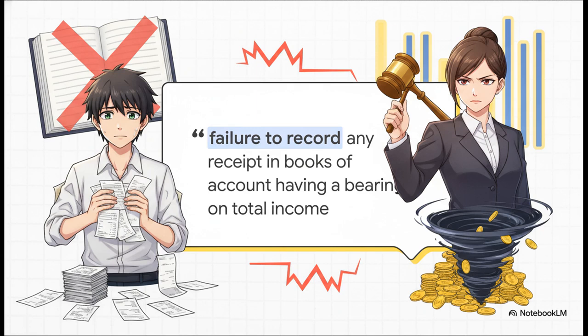And the consequences of sloppy record-keeping are genuinely severe. Under Section 271, penalties are triggered specifically if you fail to record any receipt or investment in your books of account that might impact your total income. Here's the truly scary part about this. If you hide a receipt from your books, the law just assumes a deliberate intent to evade. They aren't going to look at it as a harmless typo. They assume you're guilty of evasion, and let me tell you, those financial penalties are incredibly punishing.